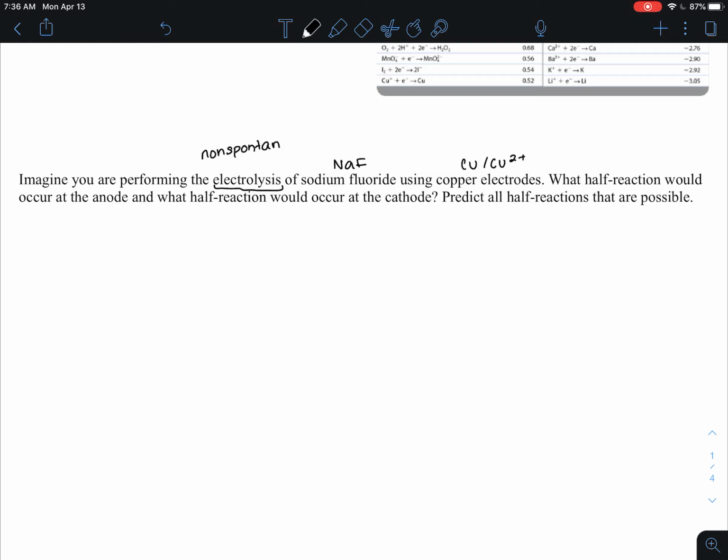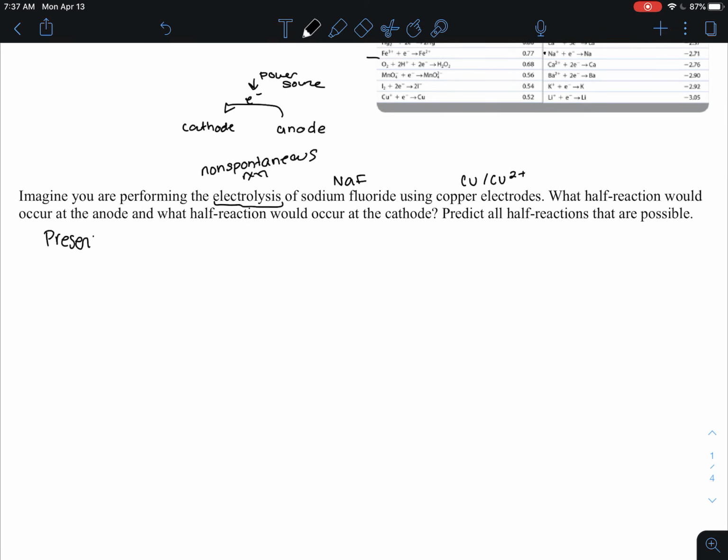Okay. So electrolysis means a non-spontaneous reaction. We think of the anode on the left, guiding electrons through a power source to the cathode on the right. And it's non-spontaneous, so opposite things are happening of what we usually would see. So therefore, the sodium would be the reduction, and the fluorine would be the oxidation.